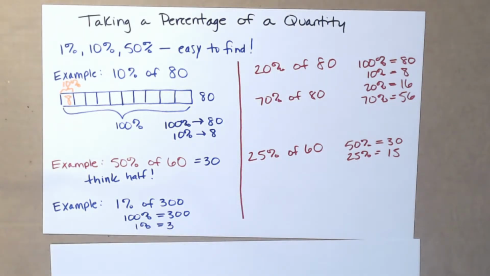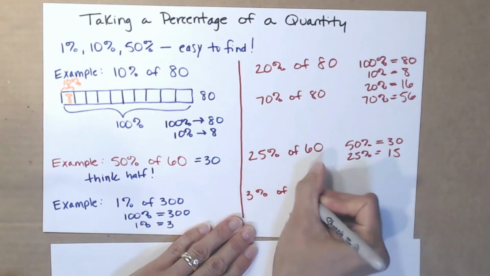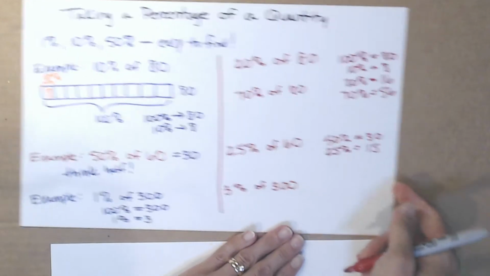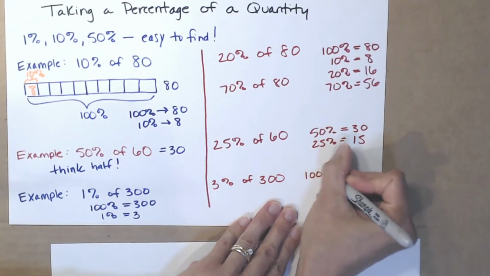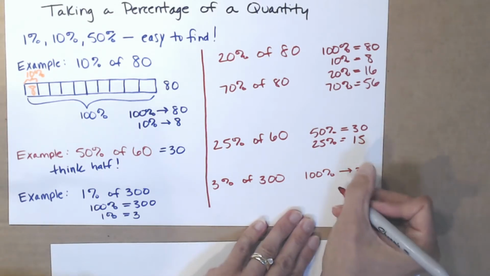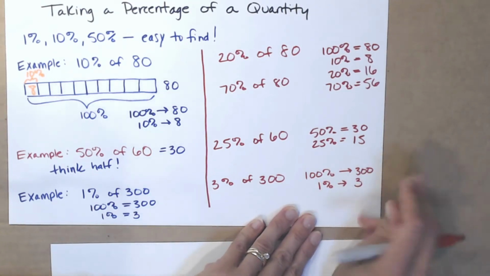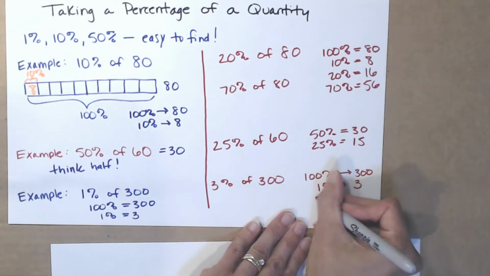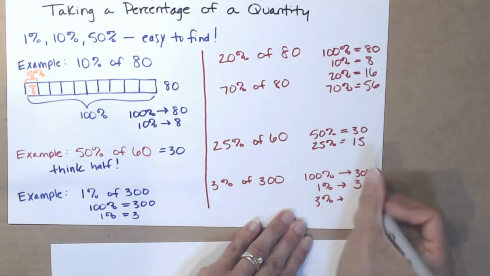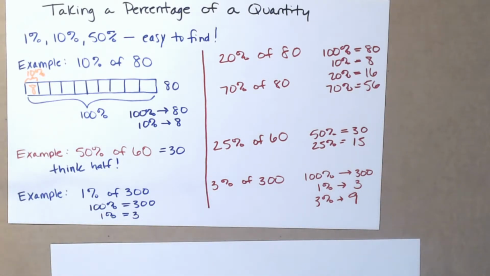So 25% is like taking half of a half. So there's that technique. Now you can expand on the 1% to find things like 3%. So 3% of 300. Let's try that. So again, we start with 100% of 300, which is 300. Then 1% is 3; you divide it by 100. So then 3% would be 3 of the 1%, or 9. So 3% of 300 would be 9.